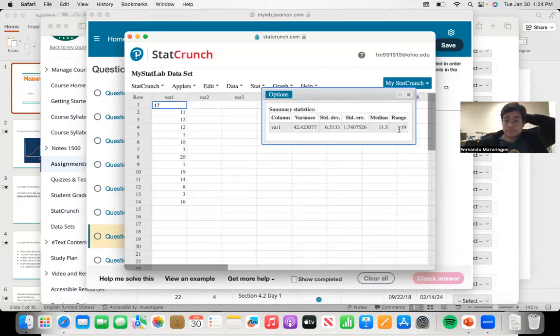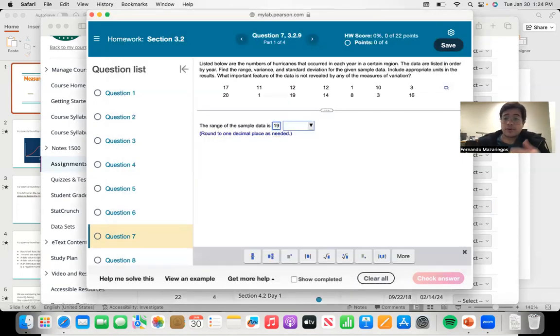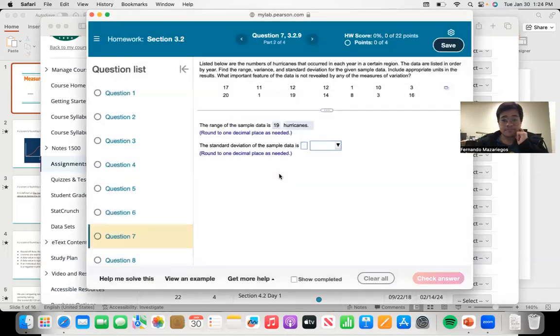So we start with the range. We see that the range is 19. We can also find this ourselves by subtracting the maximum data value minus the minimum data value. And remember that the range has the same unit as the data values.